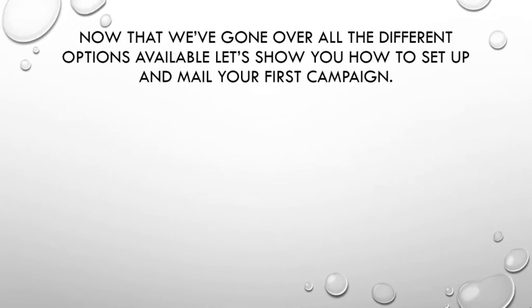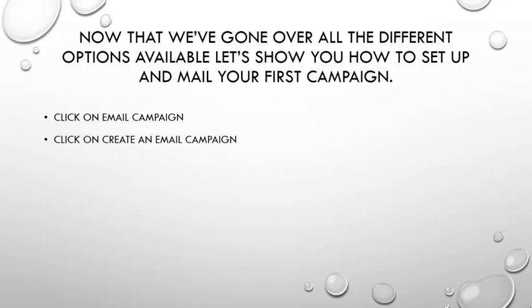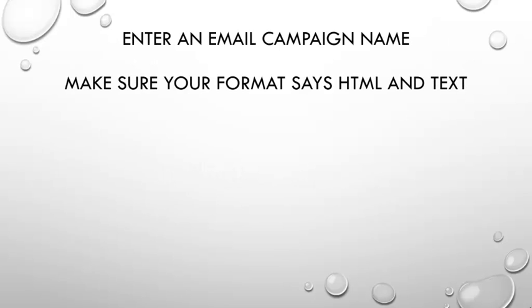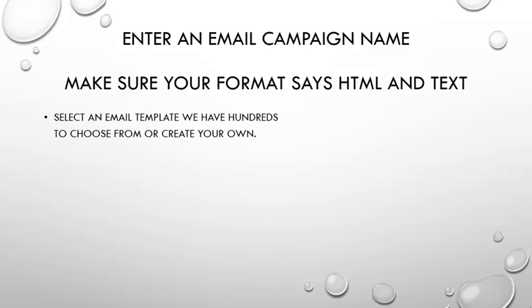Now that we've gone over all the different options available, let's show you how to set up and mail your first email campaign. Click on the Email Campaign drop-down button. Click on Create an Email Campaign. Then on the next page, enter an email campaign name. Make sure your format says HTML and text both.